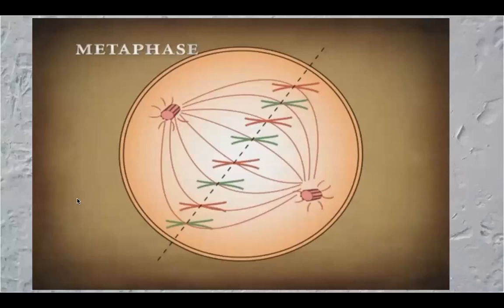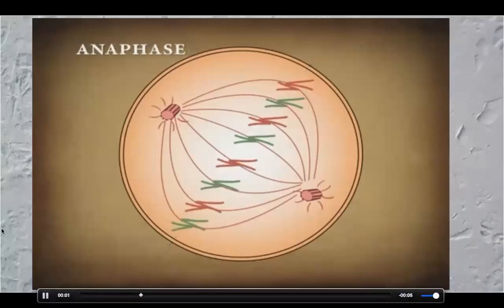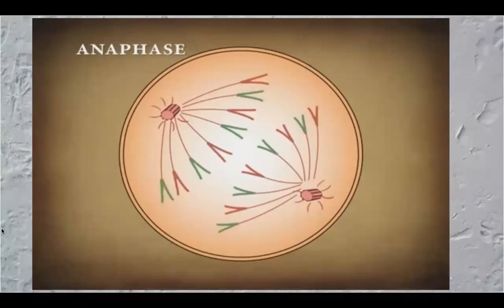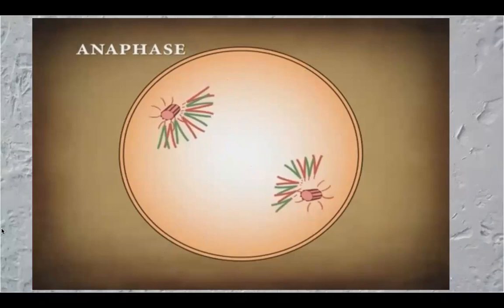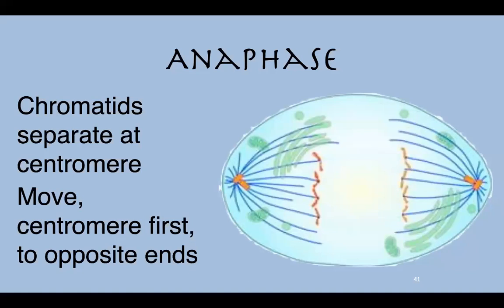Now on to anaphase. In anaphase, the spindle fibers pull sister chromatids to opposite poles of the cell. Okay, that's it. Anaphase, you're just separating them. So the chromatids are separated at the centromere, and they're going to move centromere first to opposite ends.